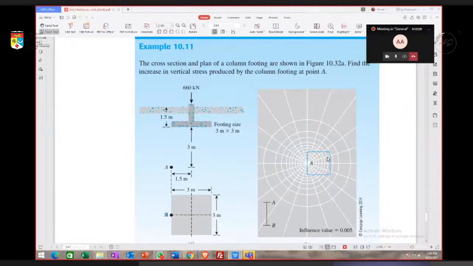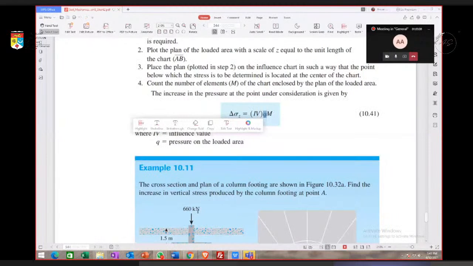So we calculate the number of elements inside the area. At the end, we use the equation here. M is the number of elements. Q we know. Q is the charge, which is 660 kilonewton over the area, which is 3 meter by 3 meter. And the influence value is 0.005. So we can calculate the increase in stress.